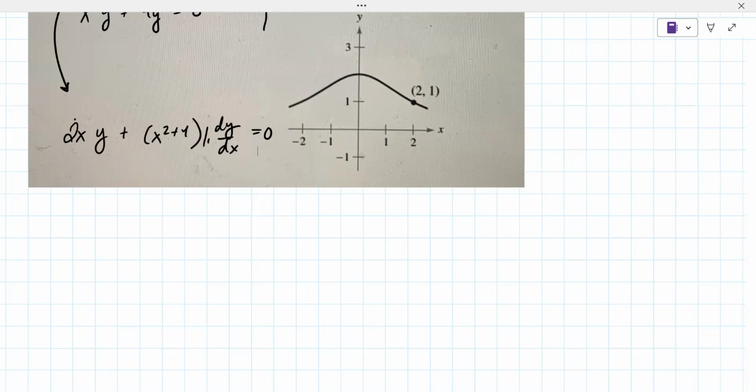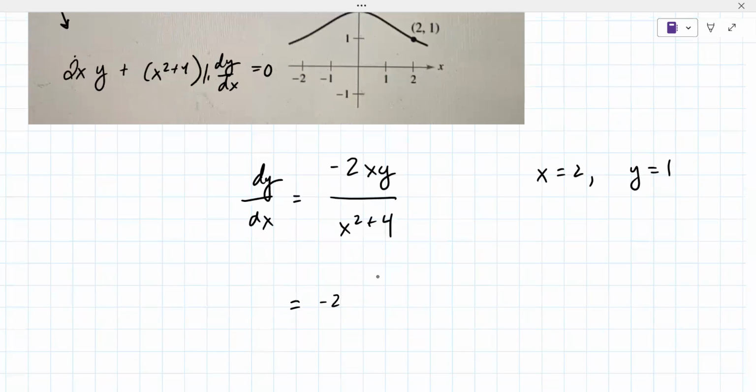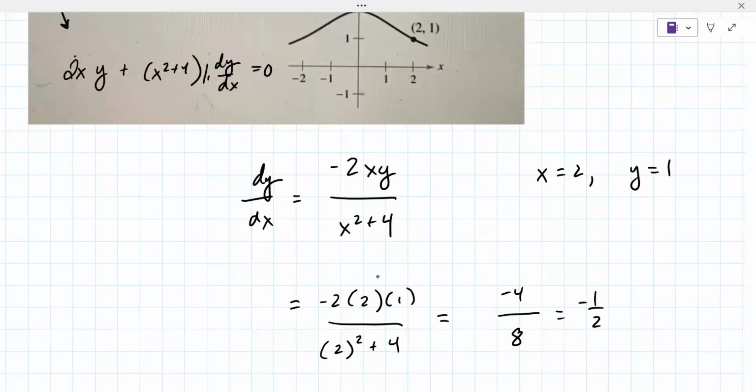Negative 2x minus y over x squared plus y. Hopefully something like that, minus 2xy over x squared plus 4. Sorry, my handwriting is so poor. And then you put x equals 2, y equals 1 in. I would recommend showing it, going back to the first time you learned how to substitute in numbers, because it's so easy to make a small error. So this is -4 on top. 2 squared is 4 plus 4 is 8. It's -1/2 like that.